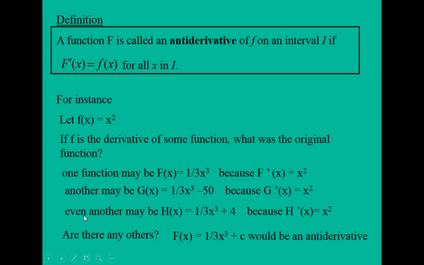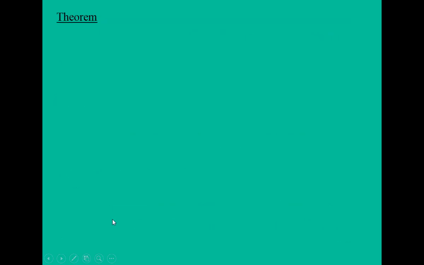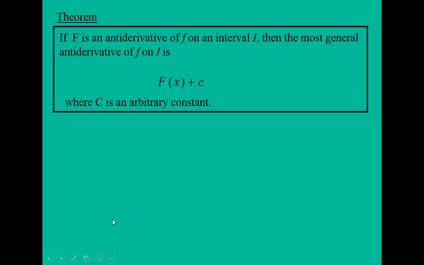So to indicate that we could have any other constant on the end, we just indicate that as plus c. If F is an antiderivative of f on an interval I, then the most general antiderivative of f on I is capital F of x plus c, where c is just some arbitrary constant. Because if we were to check if this is the correct antiderivative by taking the derivative, that constant would just go to 0.